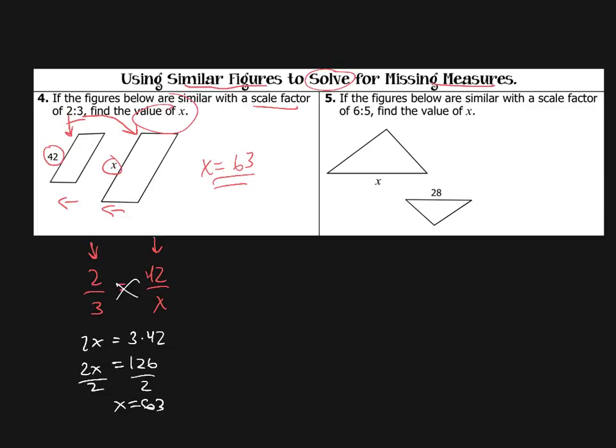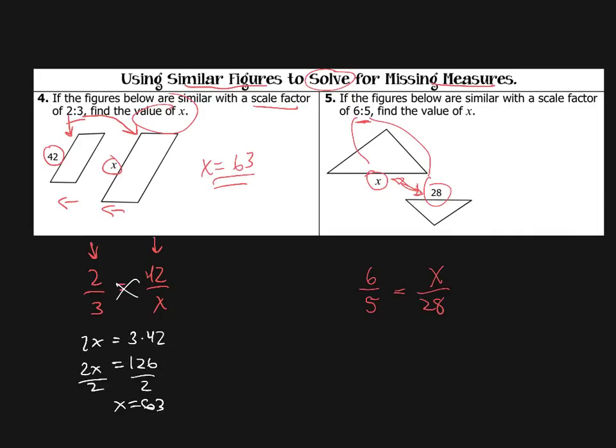Again, on number 5, we have this 6 to 5, so I'm assuming that the 6 goes with the x, and the 5 goes with the 28. And now, because this figure is upside down, I still feel that these two sides are the corresponding sides. So we're just going to say 6 is to 5 as the 6 goes with the bigger figure, so does the x. The 5 goes with the smaller figure, so does the 28.